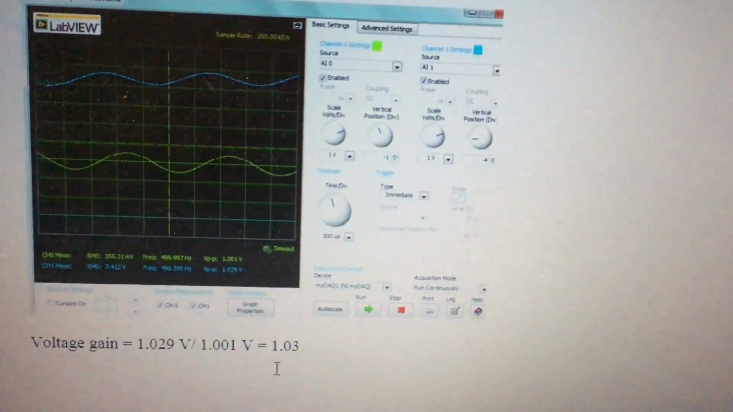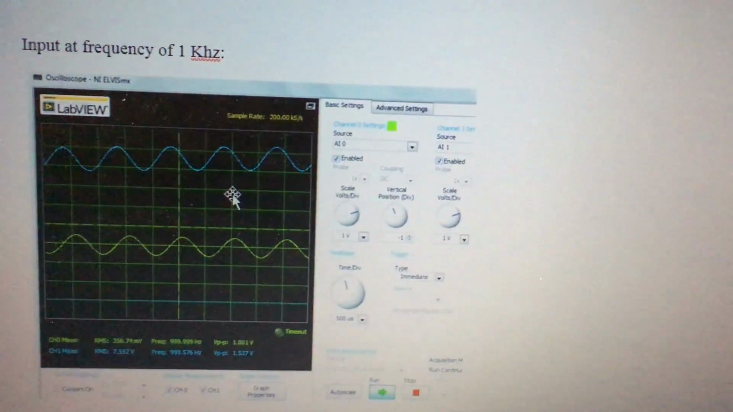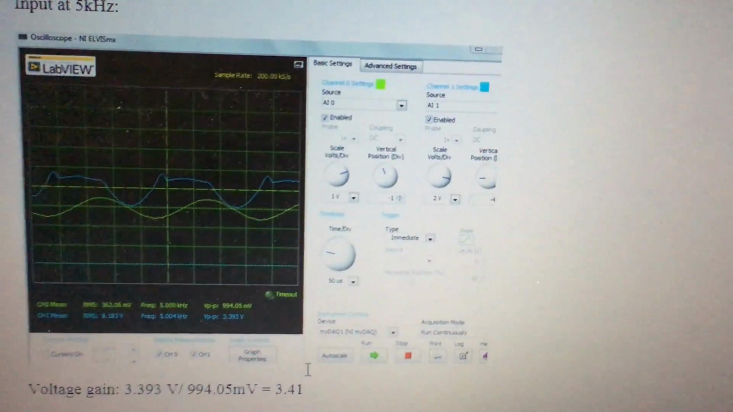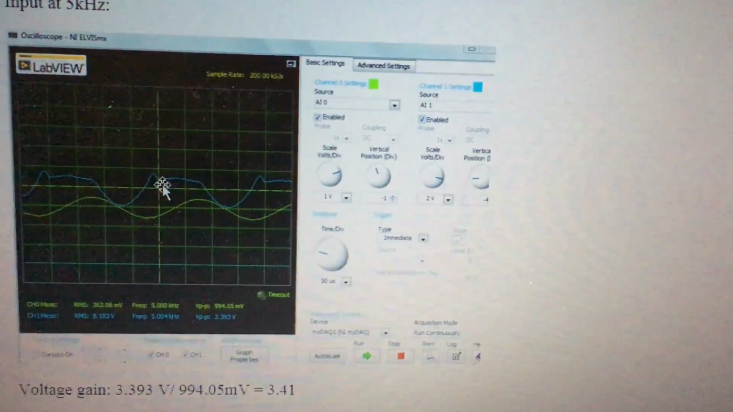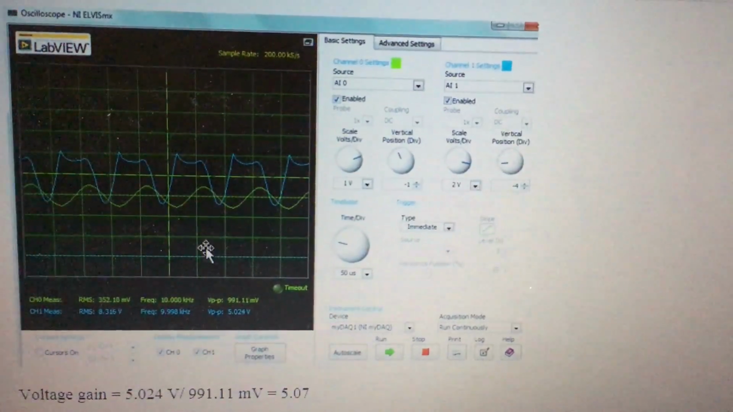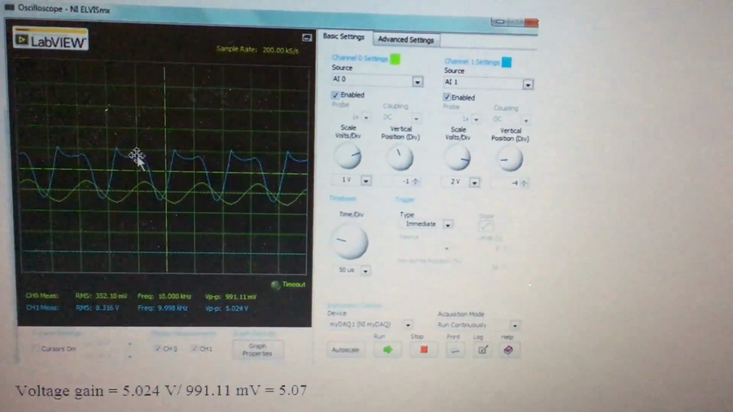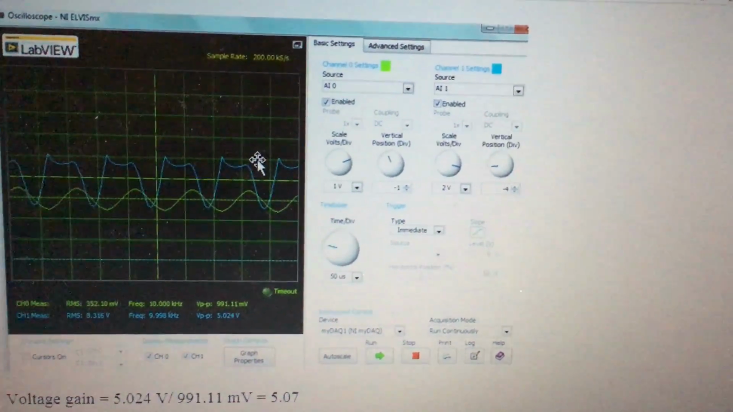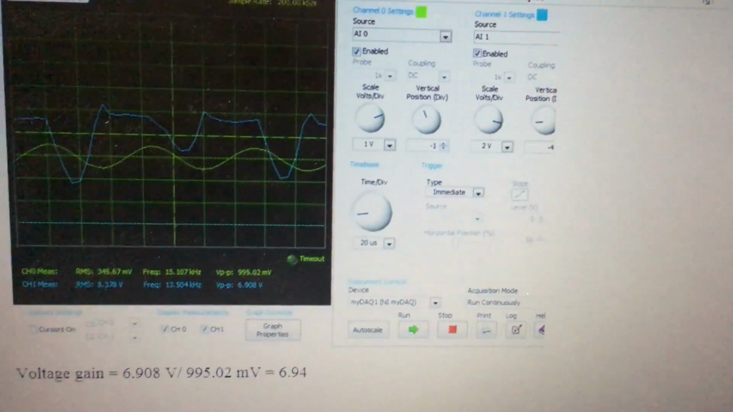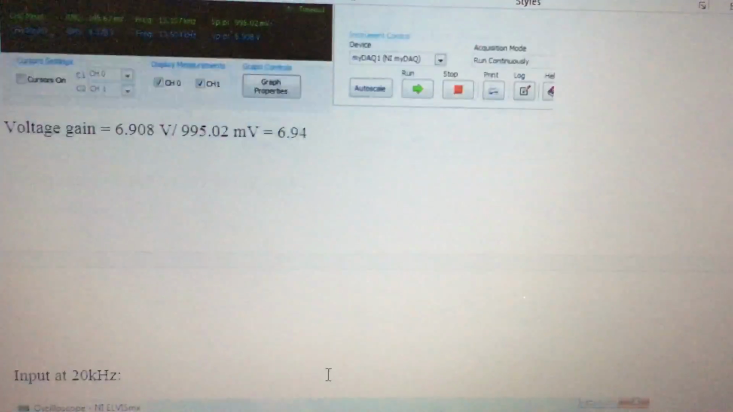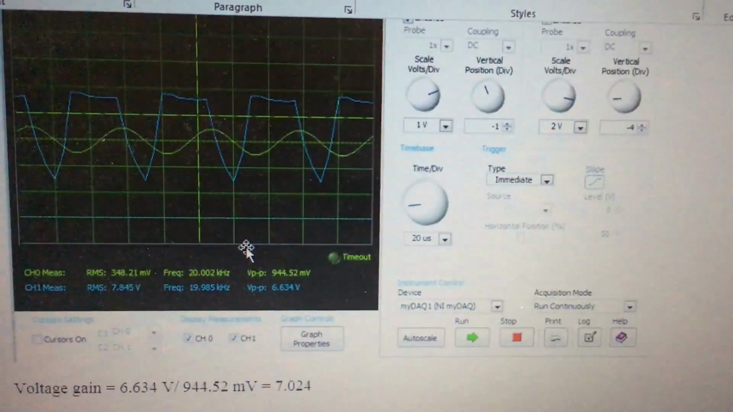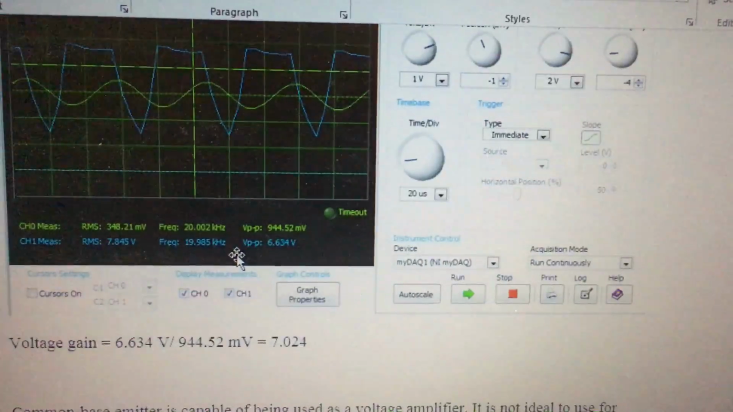Input at the next frequency gives a voltage gain of 1.03. It's increasing much more now as it reaches 1 kilohertz, so 1.54. 5 kilohertz is at 3.41, but as you notice, there's a distortion beginning to occur at this point. And at 10 kilohertz, the voltage gain increases up to 5.07, but again it's clipped off. At 15 kilohertz, distortion increases much more, and the voltage gain increased to 6.94. Finally, at 20 kilohertz, it's a voltage gain of 7.024.